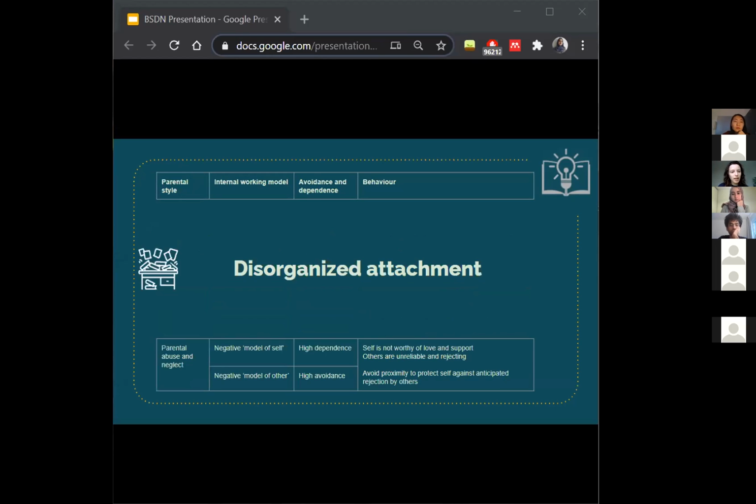And then the last style is the disorganized attachment. This style is developed when parents are abusive or they neglect their child. The parental style leads to negative models of both self and of other, which results in high dependence and also high avoidance. The resulting behavior is to avoid proximity as a way to protect against rejection from others, because the disorganized attached people expect others to reject them.